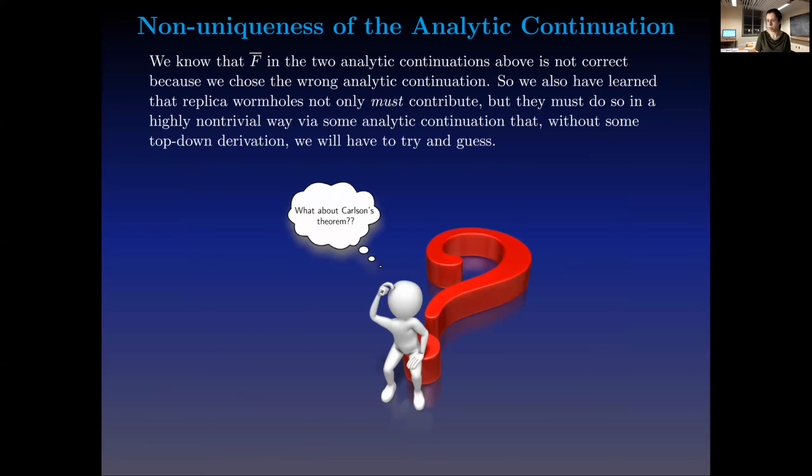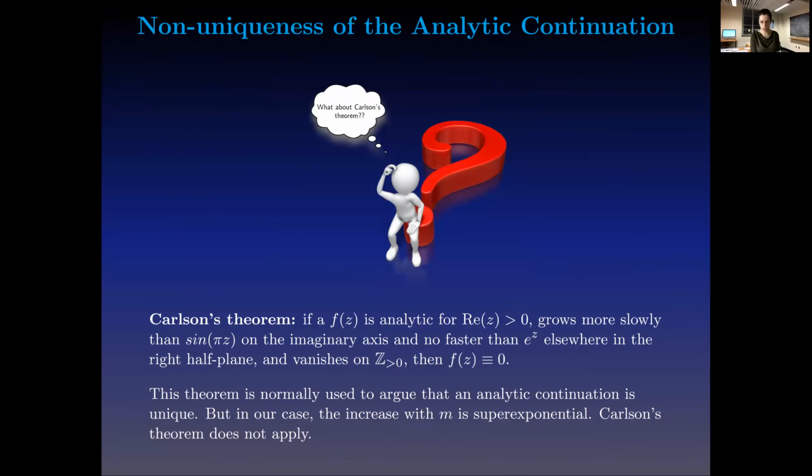So what about it? I just stated Carlson's theorem here. It tells you essentially that if you have a function which is analytic for the positive reals, and it grows more slowly than sine of pi z on the imaginary axis, no faster than e to the z elsewhere, and it vanishes for the positive integers, then it's identically 0. The way that we normally use Carlson's theorem in the replica trick for the von Neumann entropy, for example, is we say, suppose we have 2 different analytic continuations. We let F be the difference between the 2, and then we use Carlson's theorem to show that F has to be 0. So therefore, there's a unique analytic continuation.